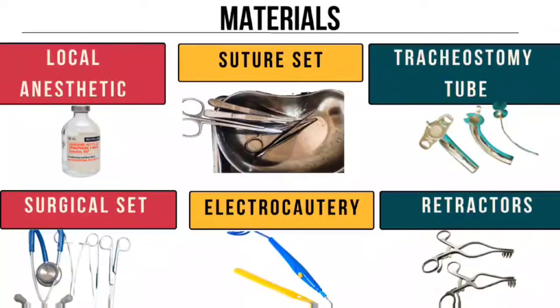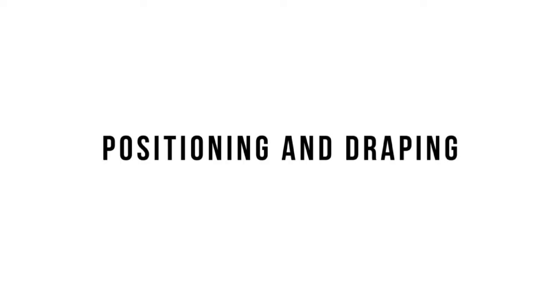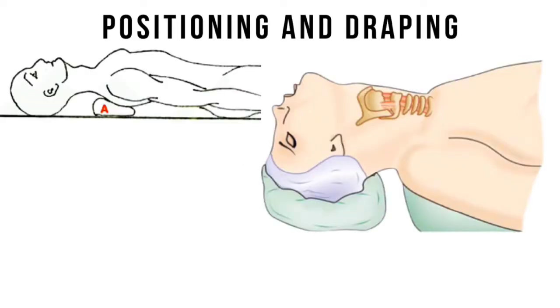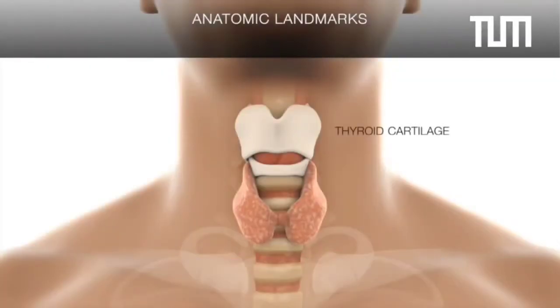For the materials, we'll be needing a local anesthetic, suture set, tracheostomy tube, surgical set, electrocautery, and retractors. We place the patient in a supine position with neck extended by a pillow placed under the shoulders to deliver the trachea out of the thorax and to give adequate access to the cervical trachea.